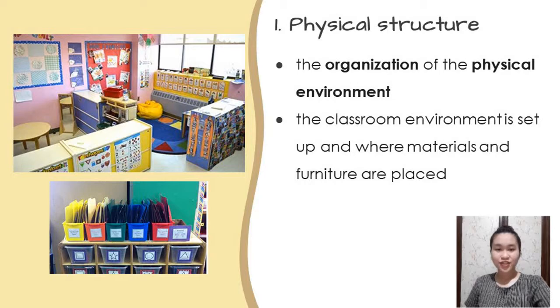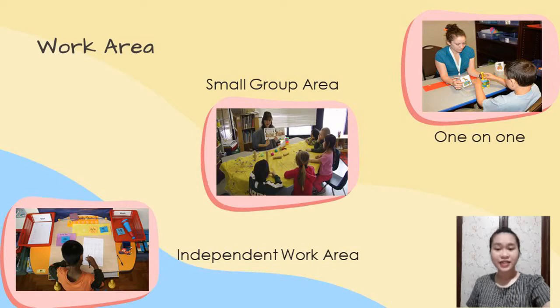First is the physical structure. It is the organization of the physical environment. The classroom environment is set up, and where materials and furniture are placed can help or hinder a student's independent functioning and his recognition of compliance with rules and limits. It should be designed to provide students with visual information and to direct their activities in a predictable manner. Here are examples of work areas: one-on-one area, small group area, and independent work area.